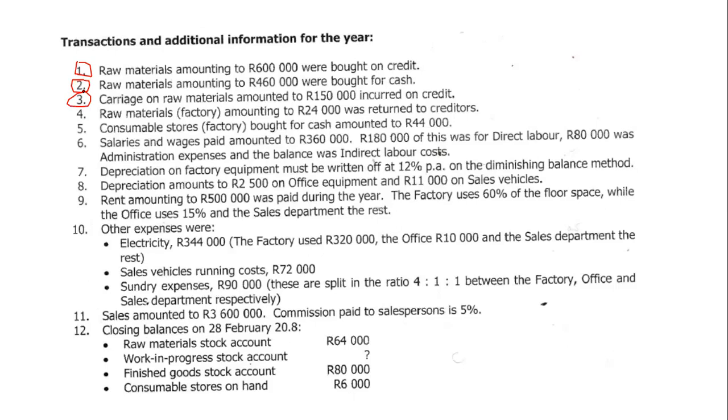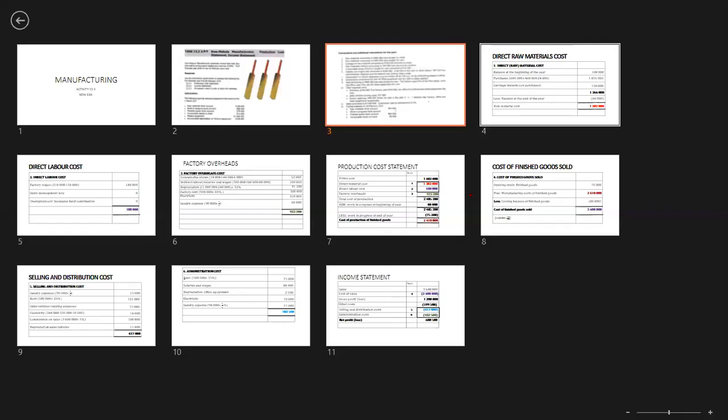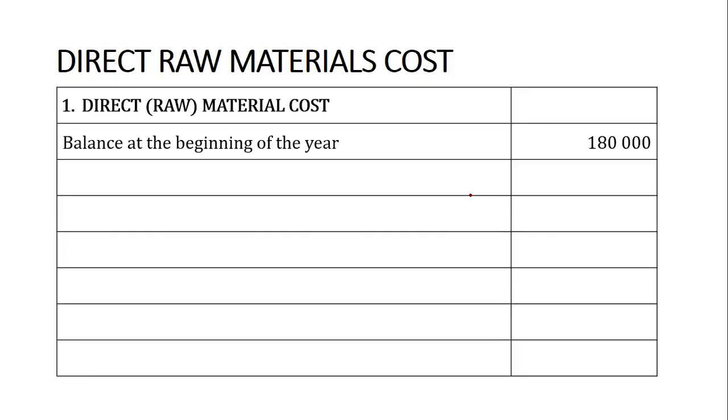That's going to be our carriage on purchases. We'll add it in our direct material cost. And this one? That one, we will have to minus it from our net purchases, in our direct material cost. So this is what you will have.